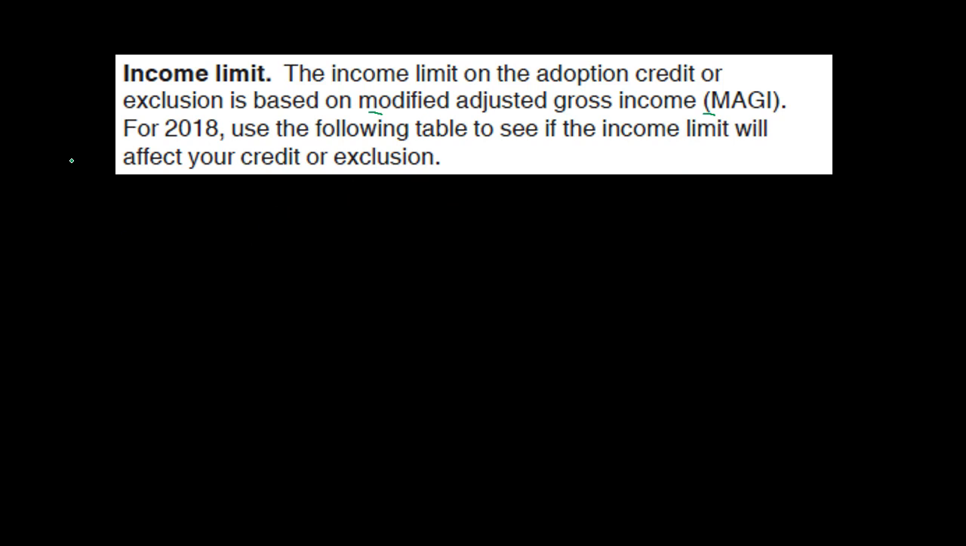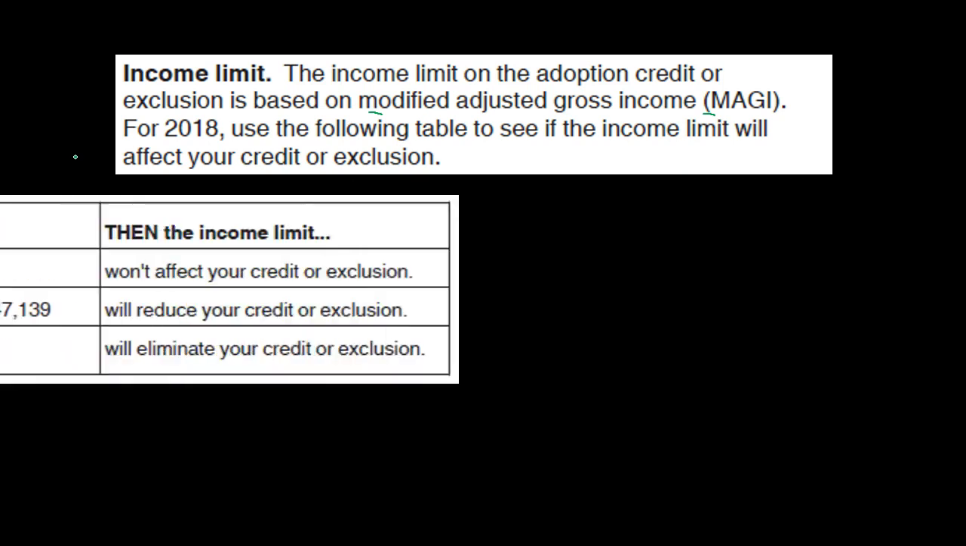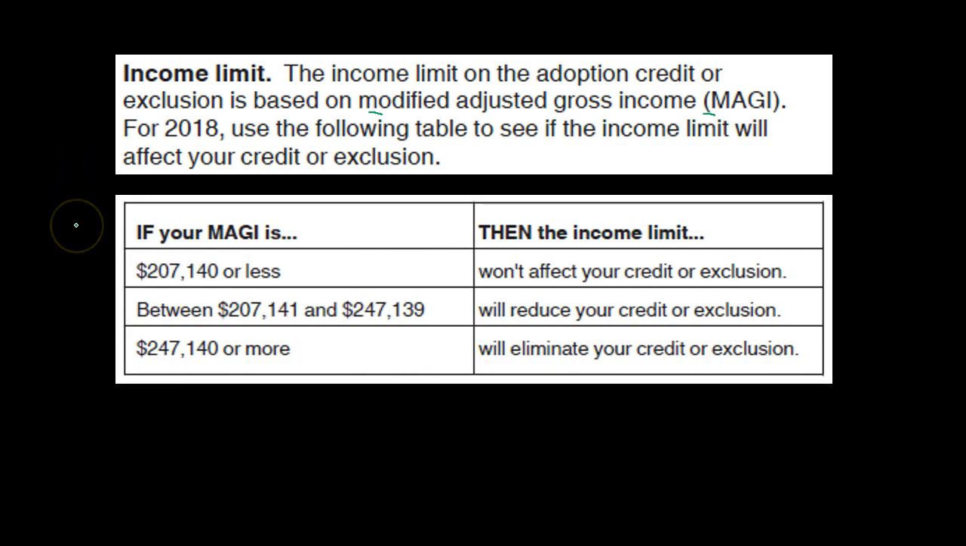For 2018, use the following table to see if the income limit will affect your credit or exclusion. If your modified adjusted gross income is $207,140 or less, you won't affect the credit or exclusion. Then the income limit won't affect the credit or exclusion. So basically, if your income is lower than $207,140, then you're good. You shouldn't have a problem.